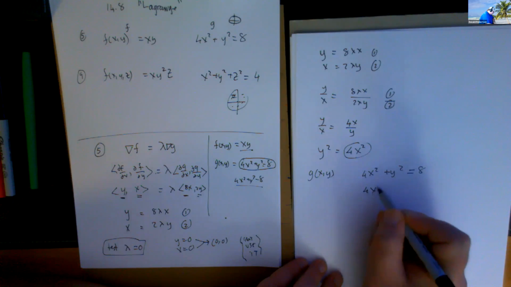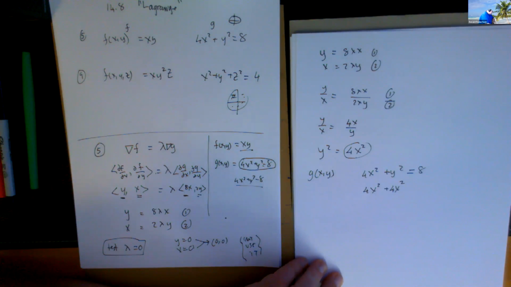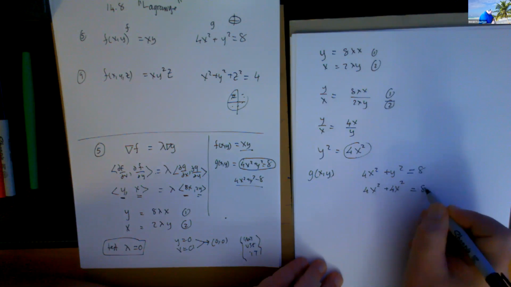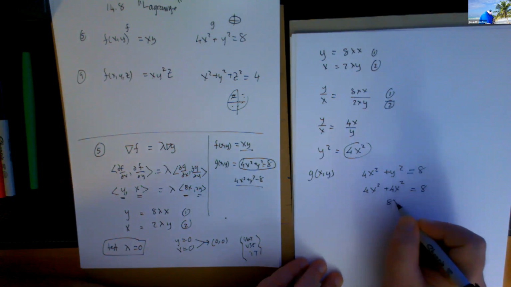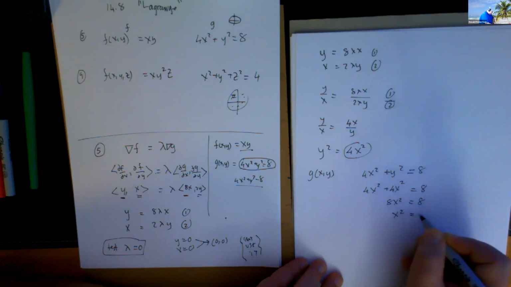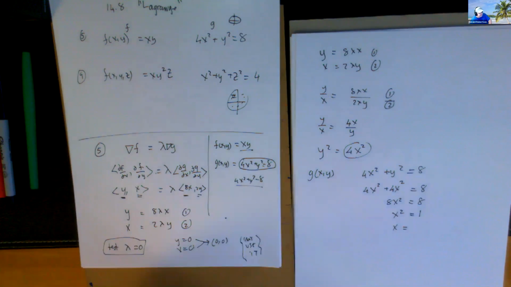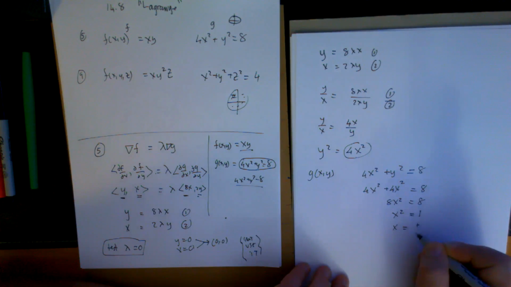So what I get is 4x squared. Instead of a y squared, replace it by the x's, and now I get that. If I combine these together, I get that. If I divide by 8, I get that. And tell me some solutions here. It's not a trick question. Give me an x that works. 1 works. Anything else? -1.